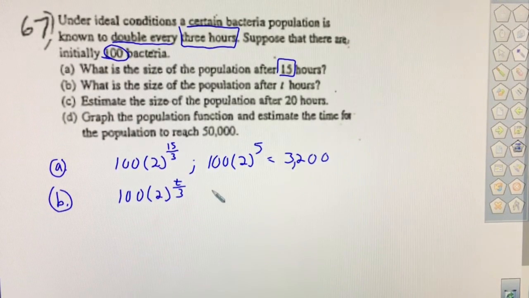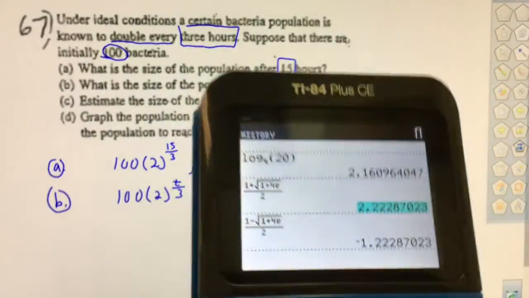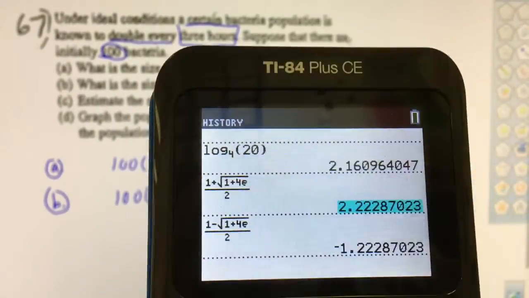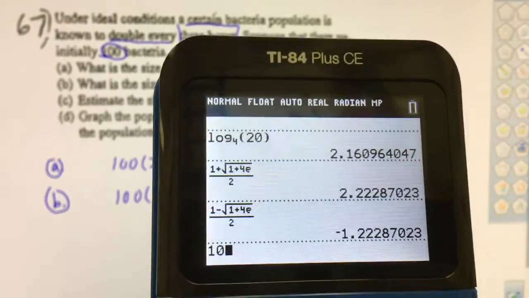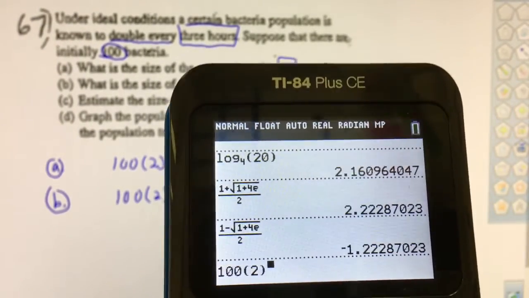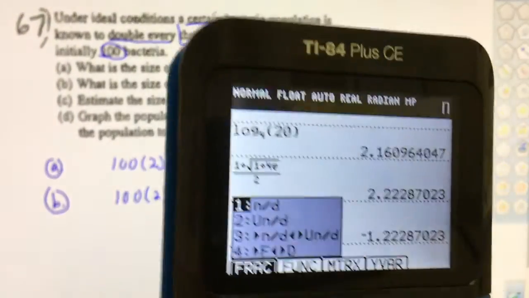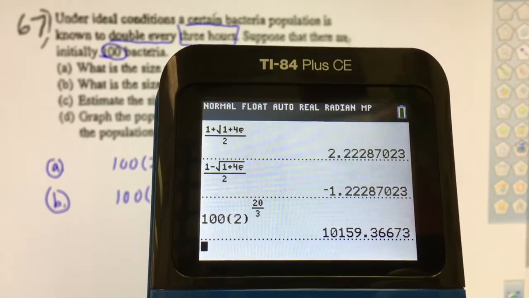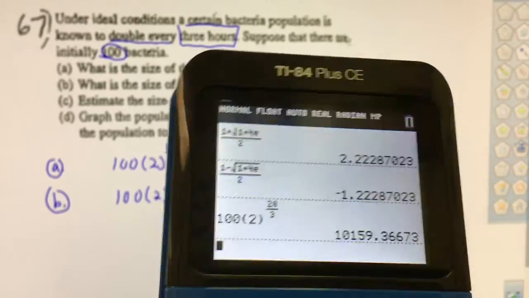I cannot do this one in my head. Part C, that's going to be 100 times 2 to the 20 over 3. And we'll go to the calculator on this one. 100 times 2 to the 20 over 3. It'll do it. 100 times 2 to the, I'm going to hit alpha y equals to give me a fraction, and do my 20 over 3. And that's how many there are after 20 hours. 10,159.